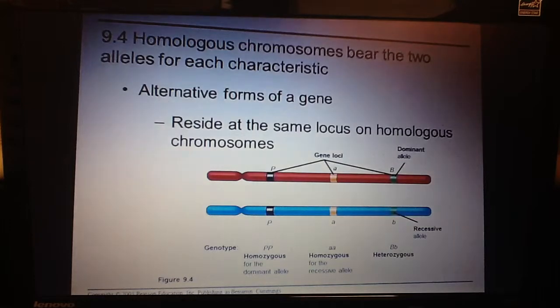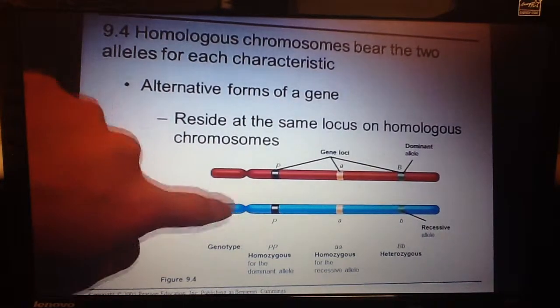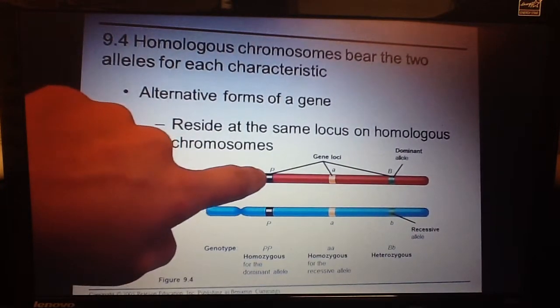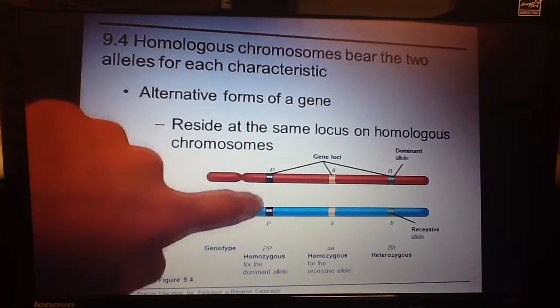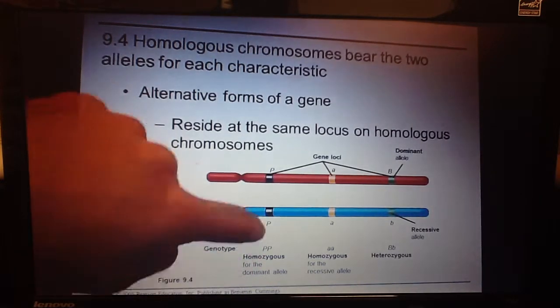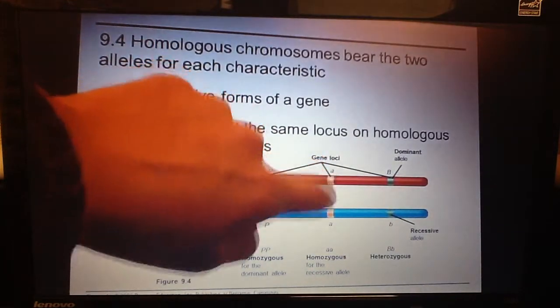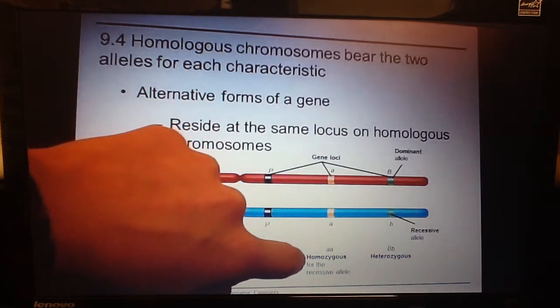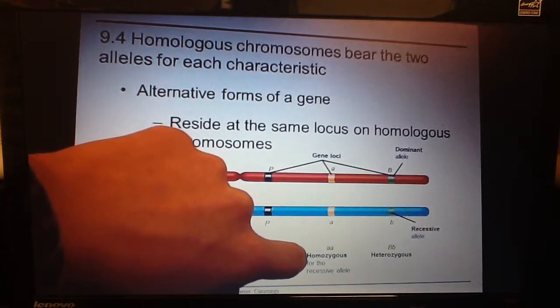Now, what is happening is that the homologous chromosomes have those alleles for each characteristic, and those alleles can be different, and they're going to be found at the same locus, the same location on the chromosome. So here we're looking at homologous chromosomes, and we have our dominant P and our dominant P. These are homozygous, which means they're the same. Here, at a different locus, we have a lowercase a and a lowercase a. Again, these are the same, so we call them homozygous.